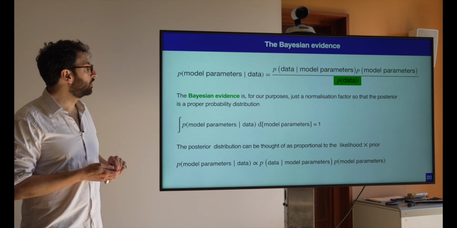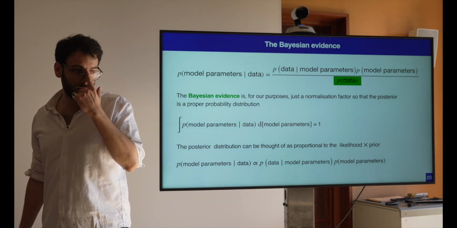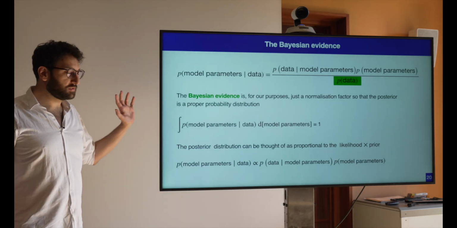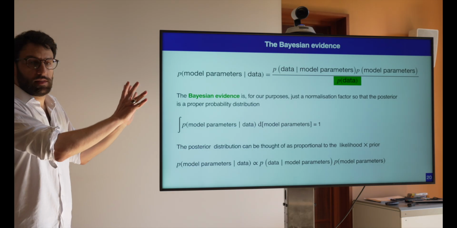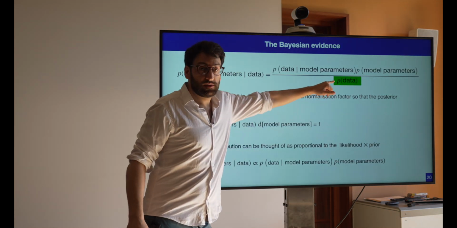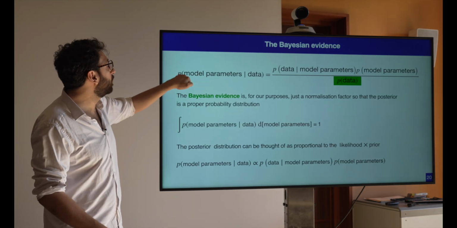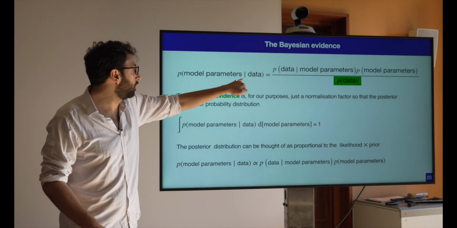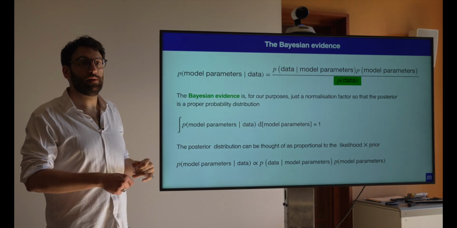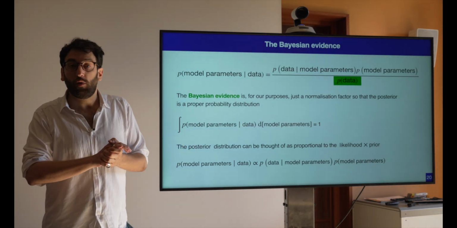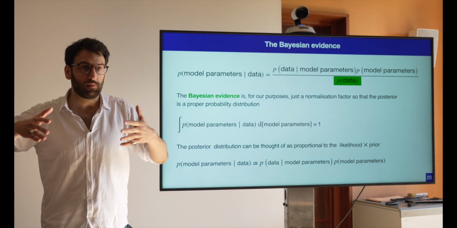So far, we didn't talk about this part of the Bayesian formula. This is something we'll talk about tomorrow. But for our purposes right now, the only way you need to think about this is as a normalization factor, so that it is a proper probability distribution. If we want it to be a proper probability distribution on the model parameters, its integral has to be 1, because the probability of all the alternatives has to be 1 in the end.